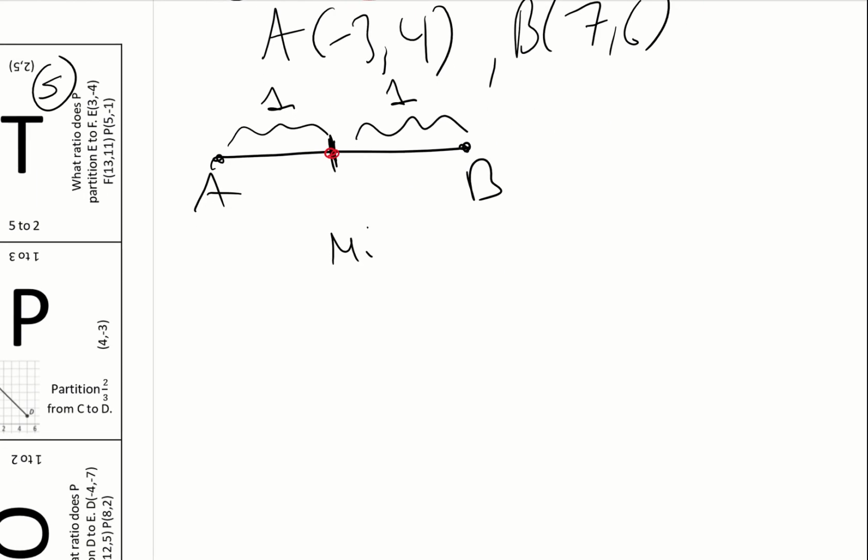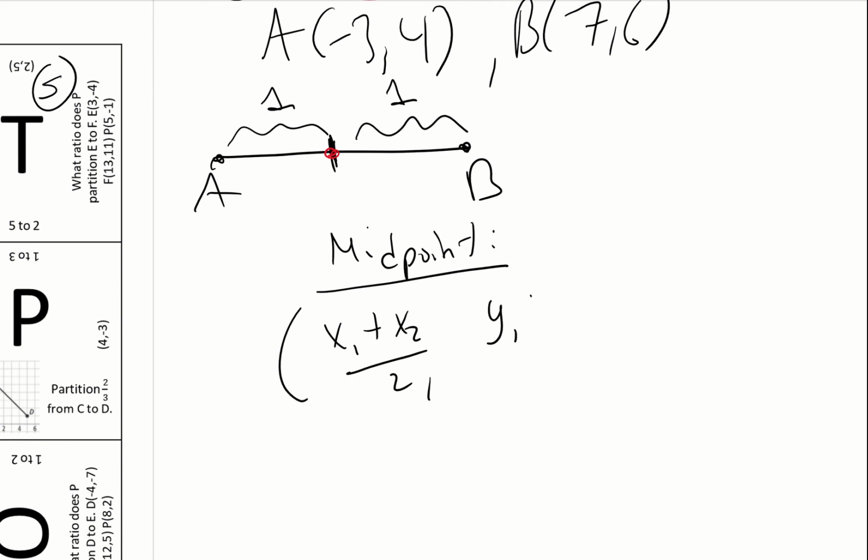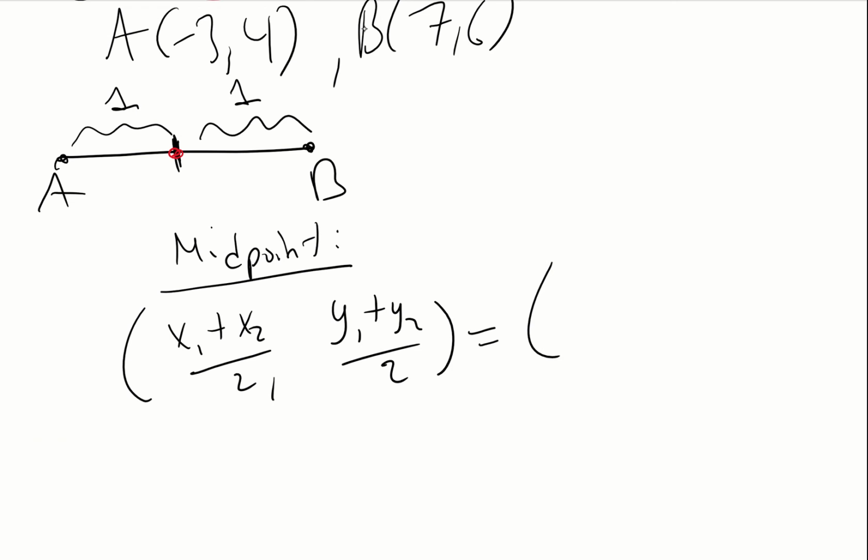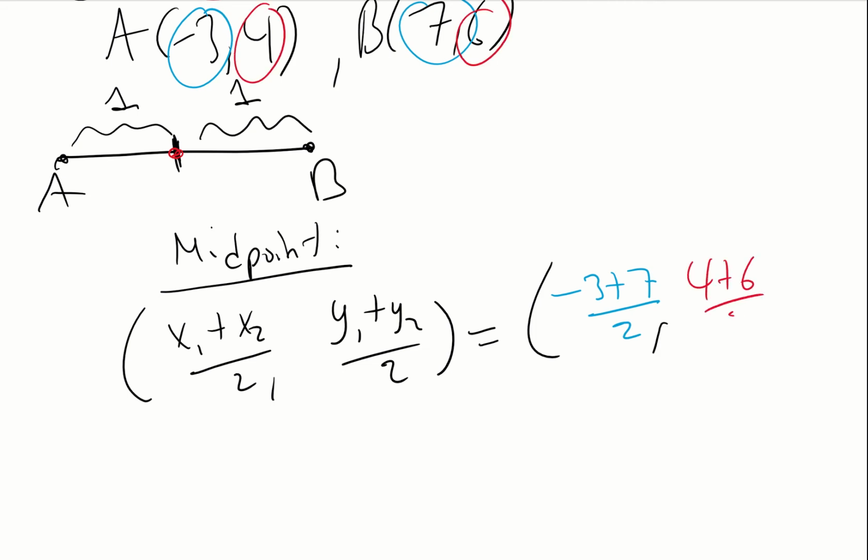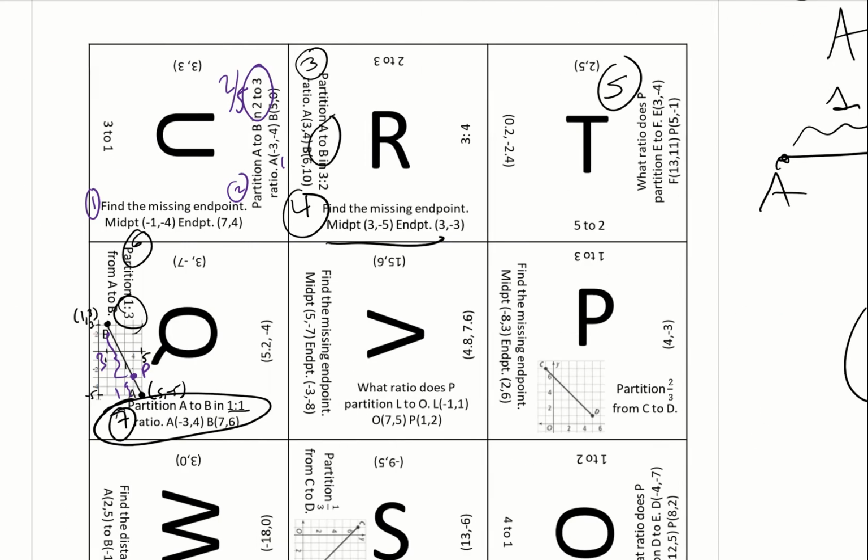Okay, so we are going to do the midpoint. The midpoint formula, remember, is x1 plus x2 divided by 2, y1 plus y2 divided by 2. So that's what we're going to do. So we have here the x coordinates and the y coordinates divided by 2. Okay, so negative 3 plus 7 is 4. 4 divided by 2 is 2. 4 plus 6 is 10. 10 divided by 2 is 5. And that is my answer. Pretty straightforward.